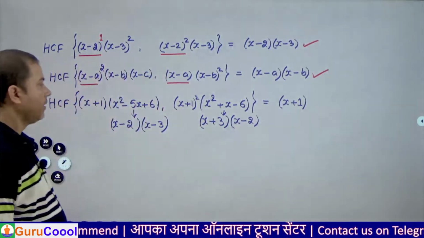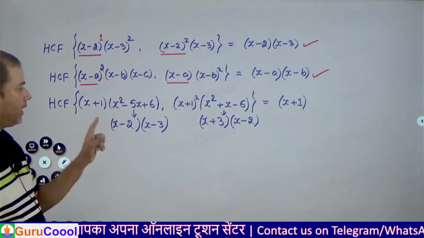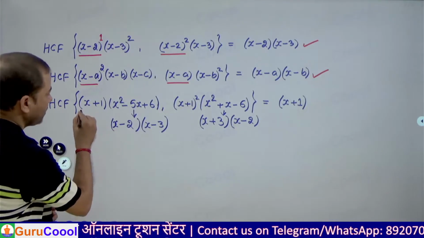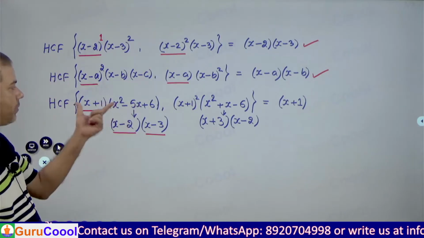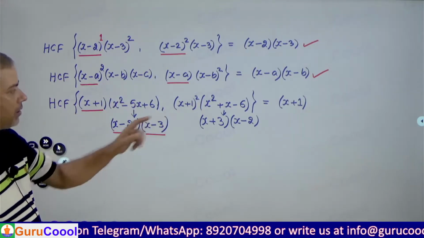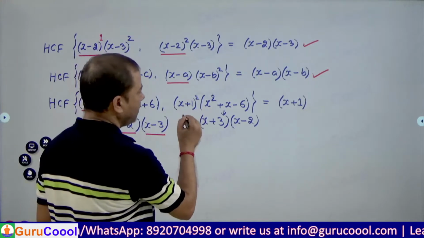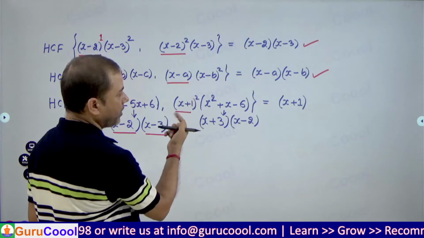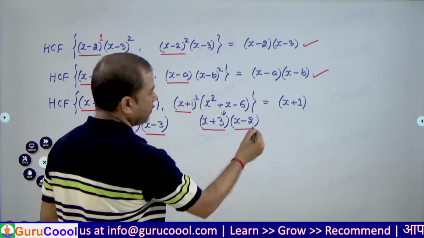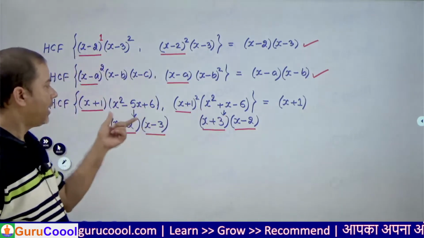Okay, that means the first expression has total 3 factors: first here, second this, and third this. The second expression has 4 factors because it has power 2, so 2 factors here, third one and fourth one.